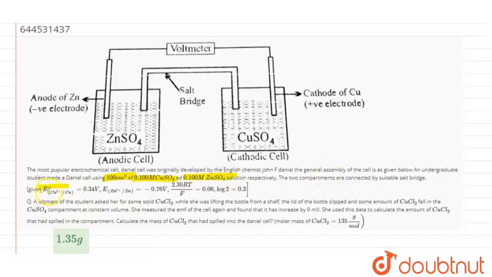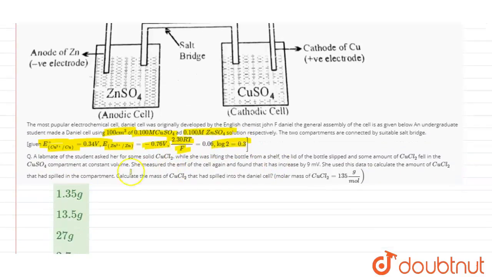Then zinc sulfate is also 0.1. Then the standard reduction potentials of both, that is the zinc and the cathode, are given here, and we are also provided here the value of log 2 and 2.303 RT by F.